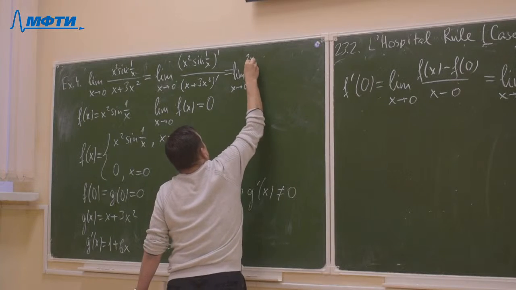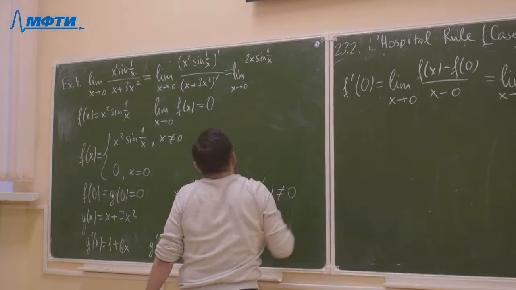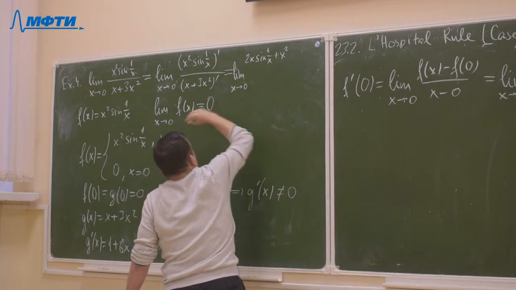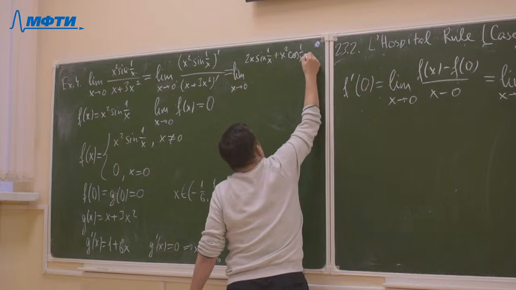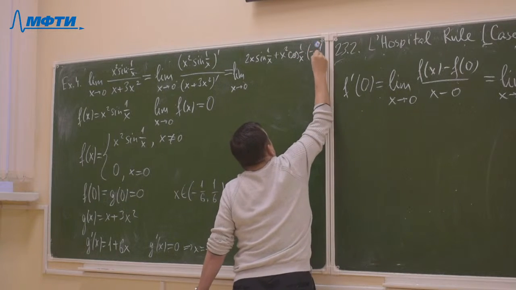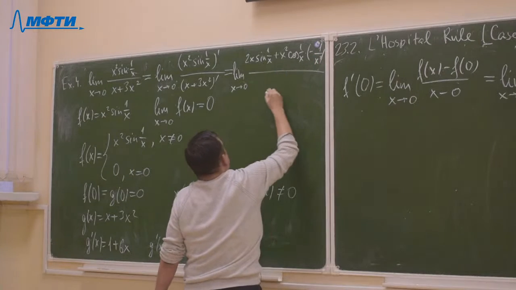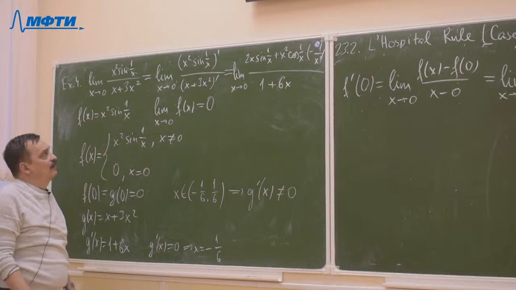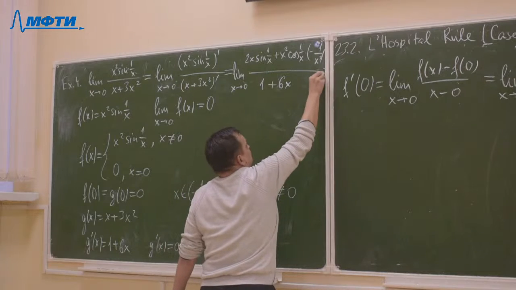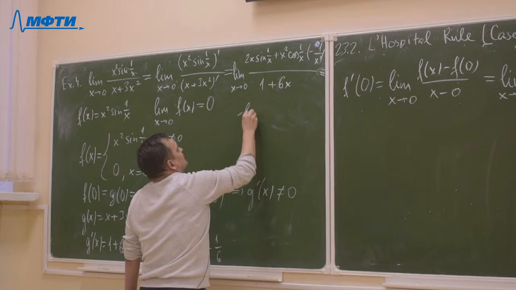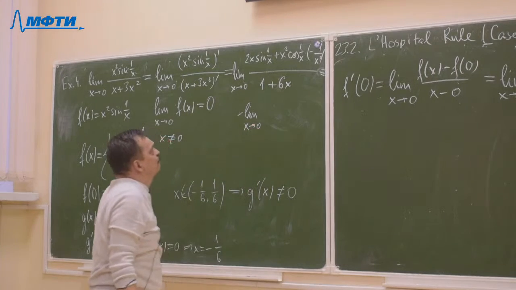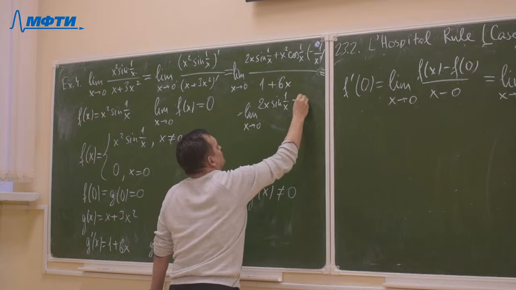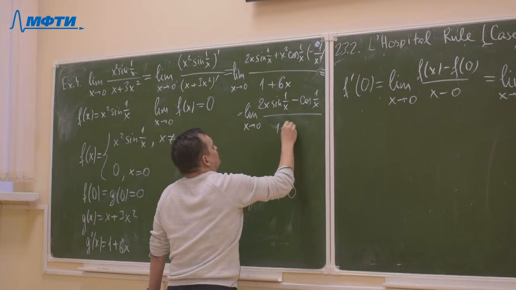So we have 2x times sine 1 over x plus x squared times the derivative of sine, which is cosine, times the derivative of 1 over x, so minus 1 over x squared, over 1 plus 6x. So what is it? Let me write it. The limit as x tends to 0 of 2x sine 1 over x minus cosine 1 over x, over 1 plus 6x.